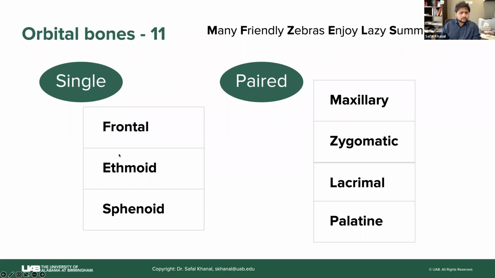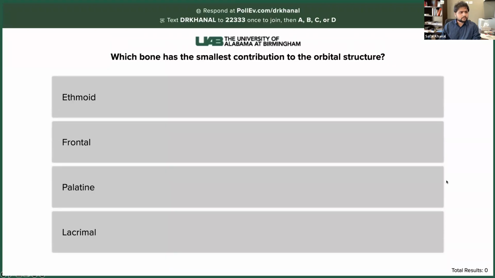And so now that we have learned about the facial bones, it is easier to remember the orbital bones. Cranial and facial bones basically make up these orbital bones. The single bones are frontal, ethmoid, and sphenoid, and then the paired bones are maxillary, zygomatic, lacrimal, and palatine. Here is a mnemonic for you, but if you keep a picture in mind, then that becomes easier. We'll come to the picture in the next slide.